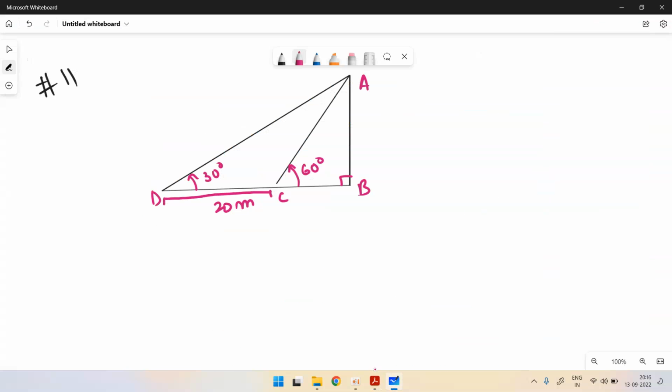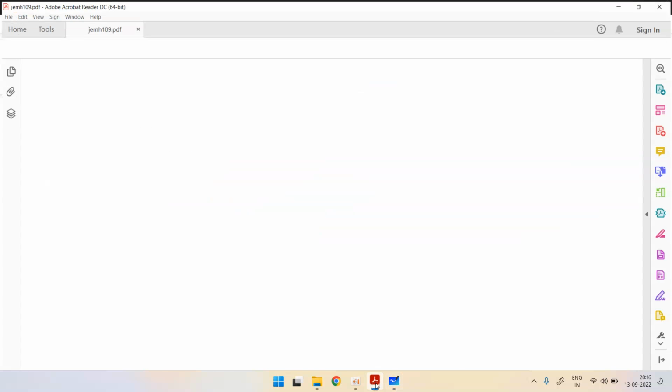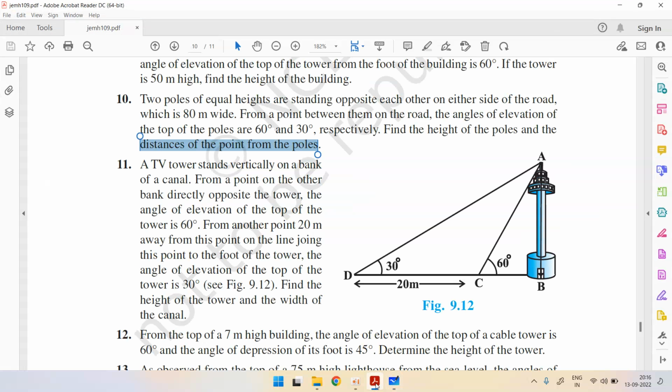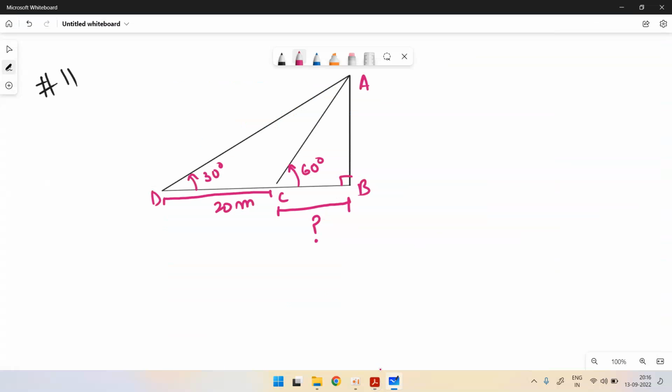What we need to find is this. BC is nothing but the width of the canal, and the height of the tower is AB. We need to find these. So how will you find this? In triangle ABC and triangle ABD, the common side is AB, so I will write in terms of AB only.